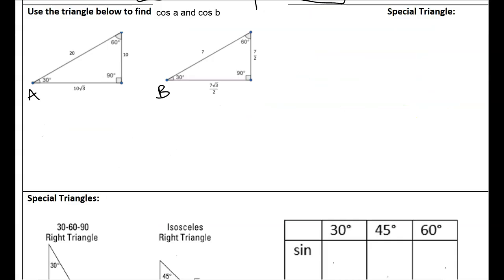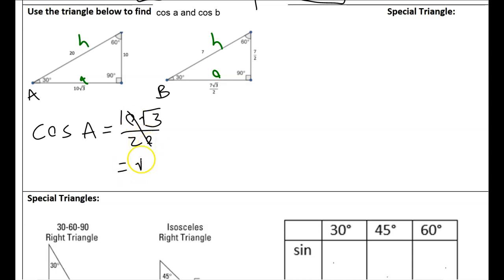My second special triangle really makes our lives easier here. So we're asked to find cosine of A and cosine of B. And I label A and B for you. So cosine would be adjacent over hypotenuse. So cosine of A would be, in this case, 10 times square root 3 over 20. And notice this kind of simplifies. My 10s cancel out, right? And I'm left with the square root of 3 over 2.